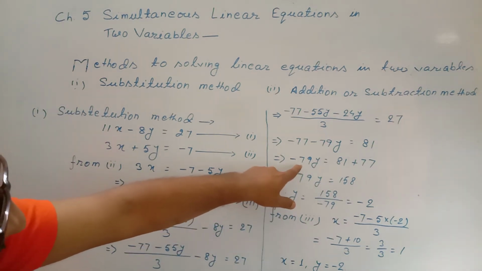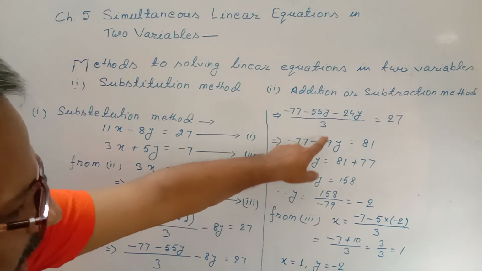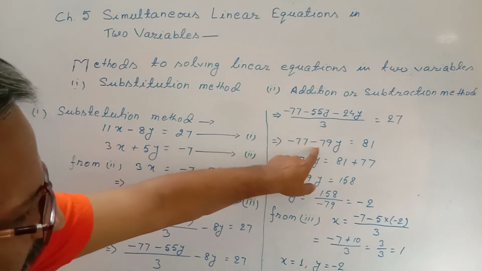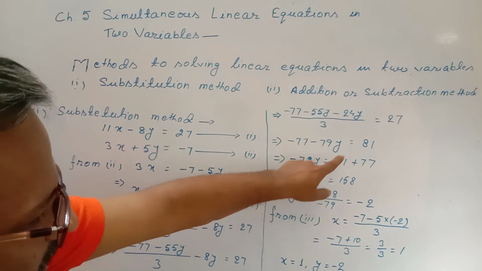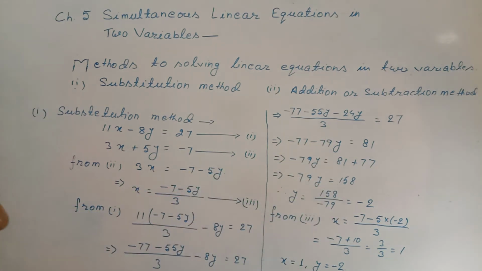From here we are trying to find the value of y. So the y containing term will be separated. So minus 79y equal to 81 plus 77. Minus 79y equal to, that sum became 158. So y equal to 158 by minus 79. This will be cancelled and we got minus 2. So y equal to minus 2.